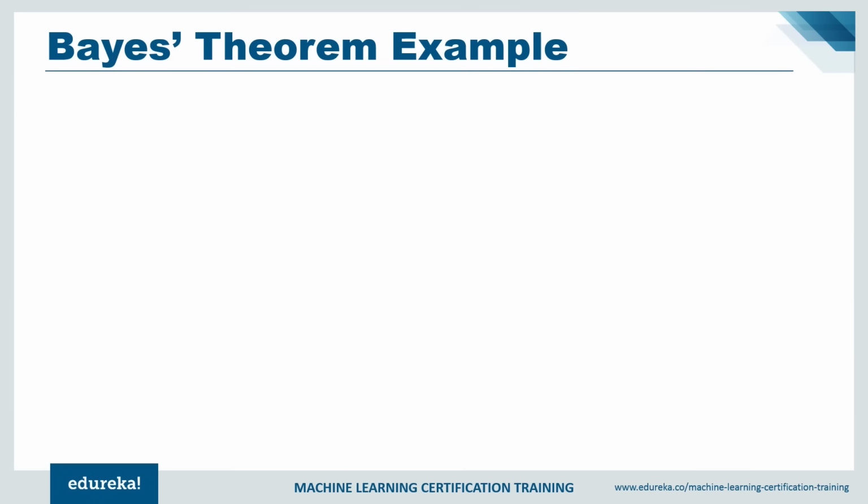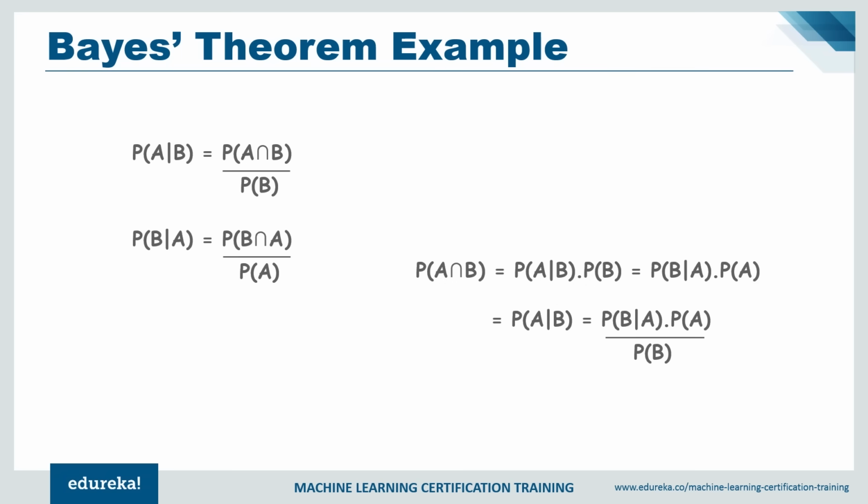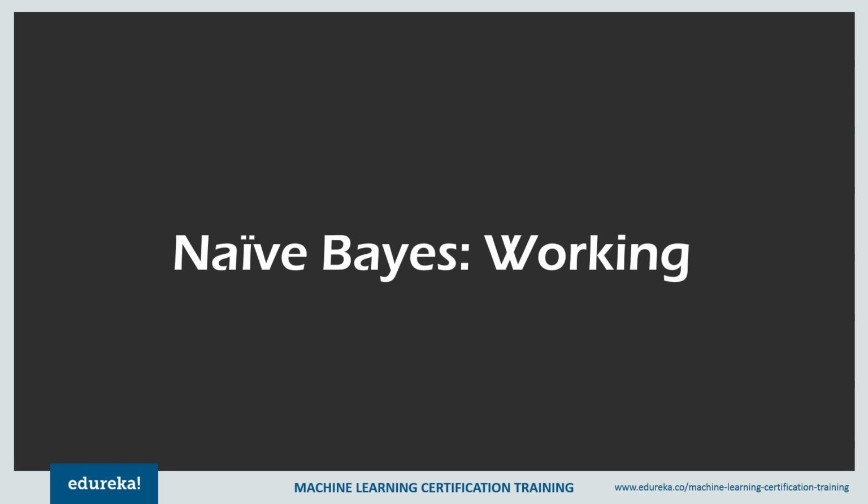So for a joint probability distribution over the events A and B, the probability of A intersection B, which is the conditional probability of A given B, is defined as the probability of A intersection B divided by the probability of B. Now this is how we get the Bayes theorem. Now that we know the basic proof of how we got the Bayes theorem, let's have a look at the working of the Bayes theorem with the help of an example.